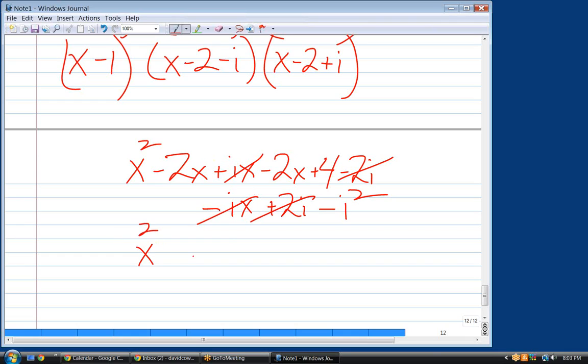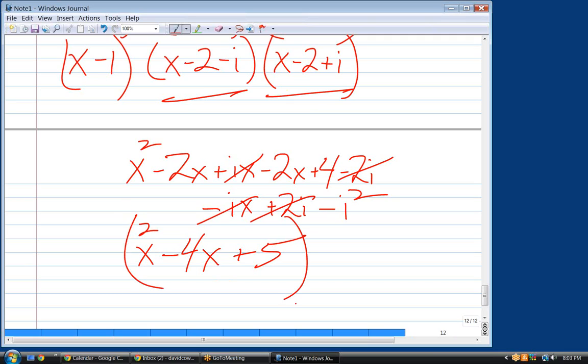We got a total of 4x minus 4x. What's minus i squared equal to? 1. i squared is equal to negative 1, so minus i squared is plus 1. Plus this 4 gives us plus 5. That's the result of that times that. Notice no more i. Now we have to multiply that by x minus 1 and we'll have our answer.